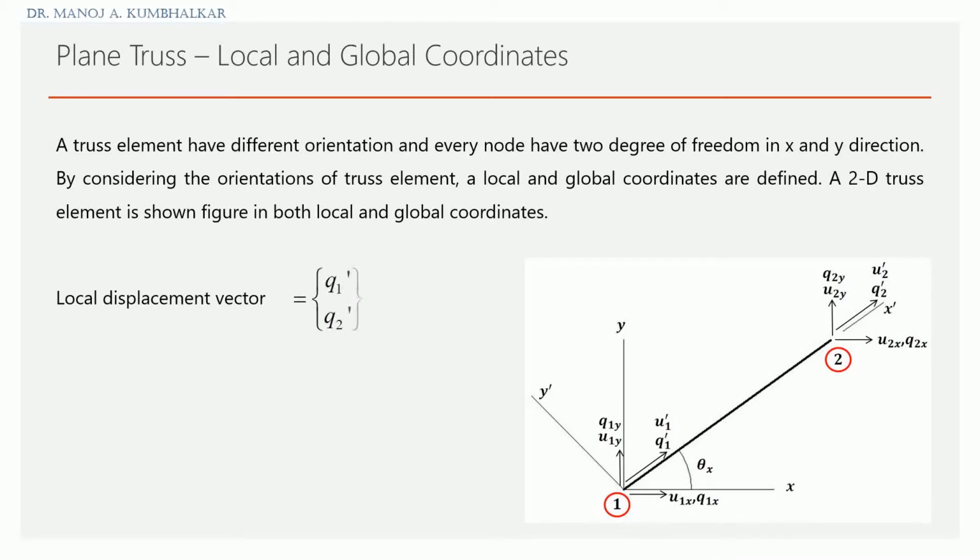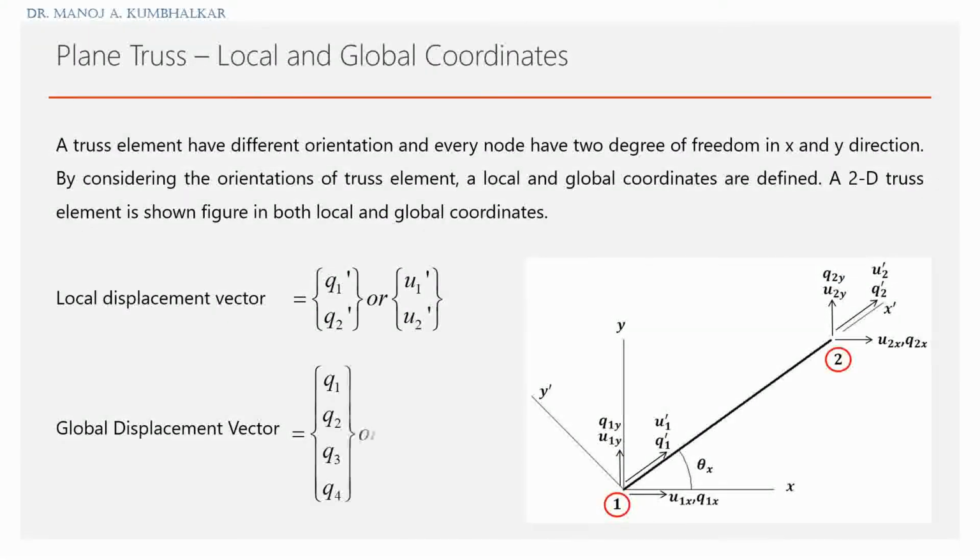So, how can we write the local displacement vectors? The local displacement vectors for nodes 1 and 2 are q1 dash and q2 dash, or u1 dash and u2 dash. The global displacement vector is the distribution of the local displacement vector. q1 dash is distributed as Q1 and Q2, that is in the x and y directions, and q2 dash is distributed as Q3 and Q4. We can also write it in the form of u1, u2, u3, u4.